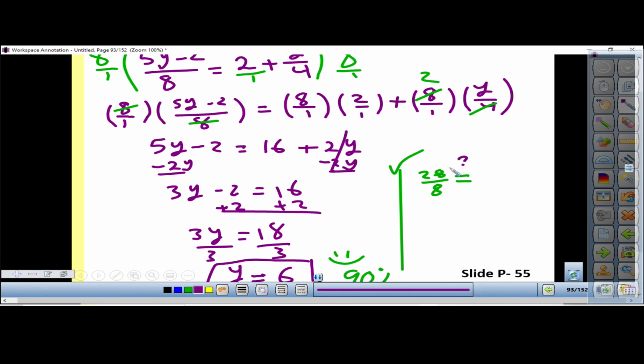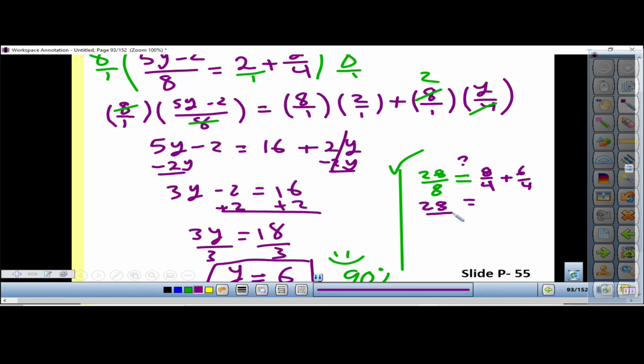I've got a 2, or 2 over 1. And I've got y over 4, or 6 over 4. So I've got 2 over 1 plus 6 over 4. What's 2 over 1 plus 6 over 4? Can somebody find out? Well, you've got to make this guy also a 4. So you multiply this by 4, which is going to make it a 4. Multiply this by 4, which is going to make it 8. Okay? So 8. And then you're going to say 28.